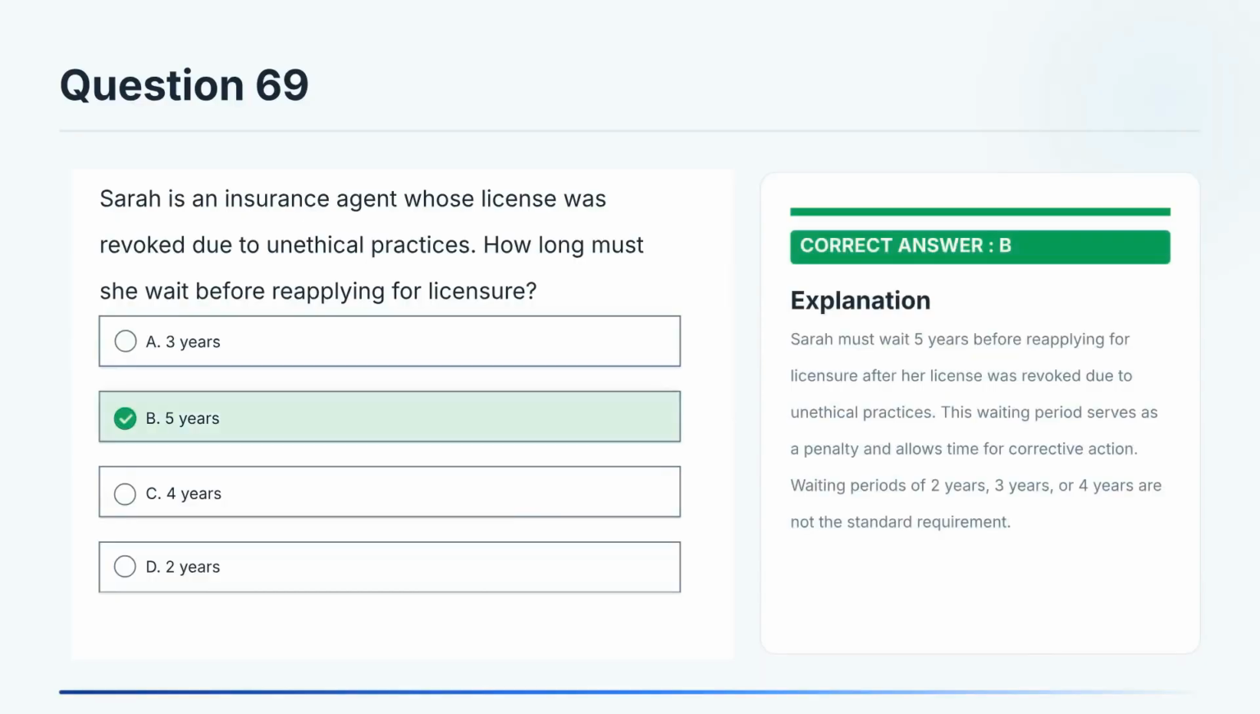The correct answer is B. 5 years. Sarah must wait 5 years before reapplying for licensure after her license was revoked due to unethical practices. This waiting period serves as a penalty and allows time for corrective action. Waiting periods of 2 years, 3 years, or 4 years are not the standard requirement.